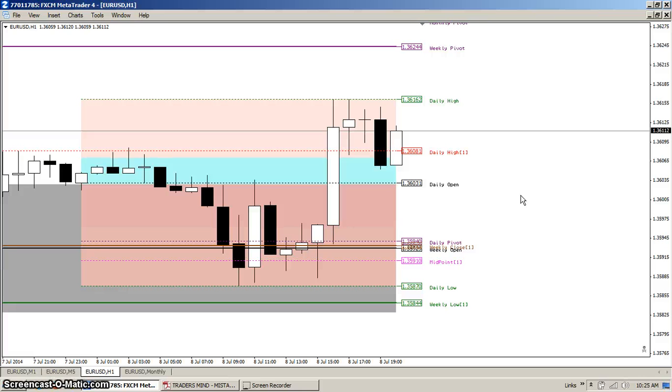So fellow traders, once again, horizontal lines. It's very simple to trade using horizontal lines.